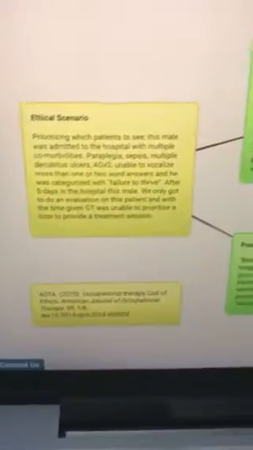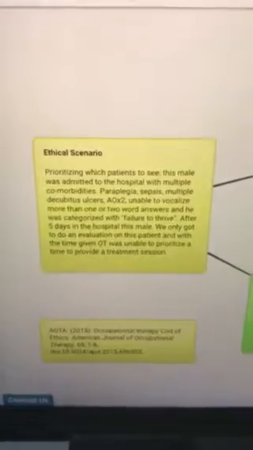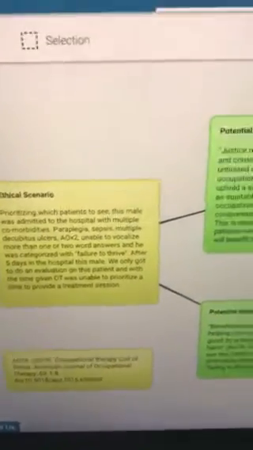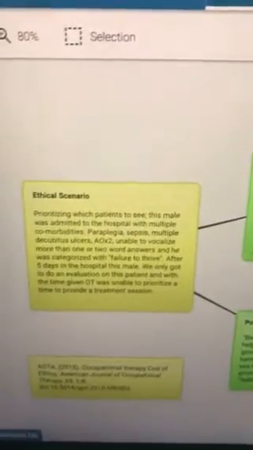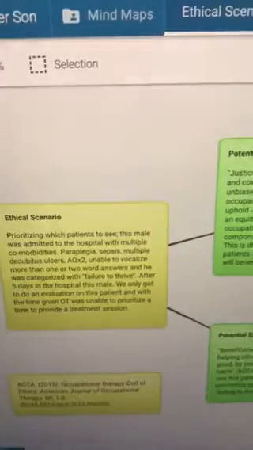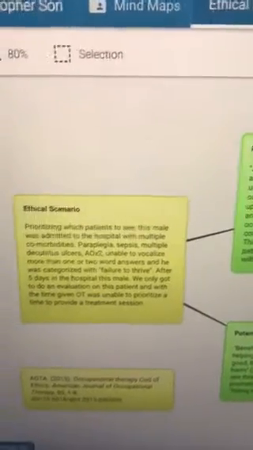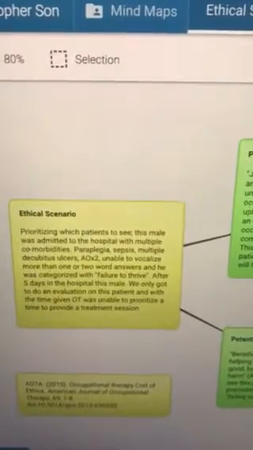Hi guys, this is my ethical scenario dilemma map. My name is Christopher Sun, and I'm at the University of St. Augustine's Austin campus. I'm currently doing my clinical rotation, Level 2A fieldwork, at the University of Chicago's Medical Center in their inpatient acute rehab center.